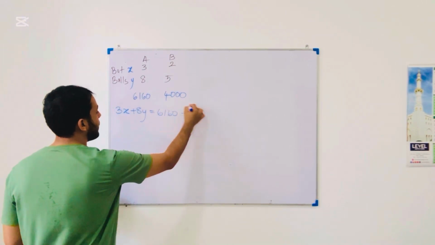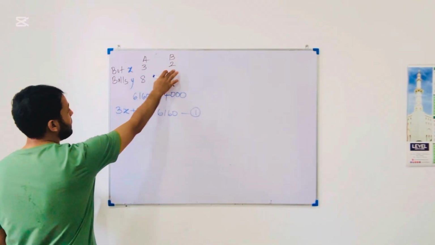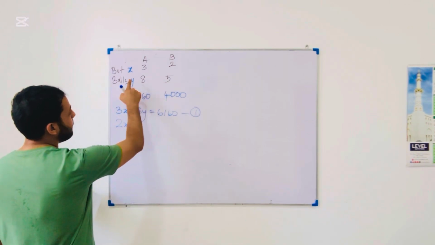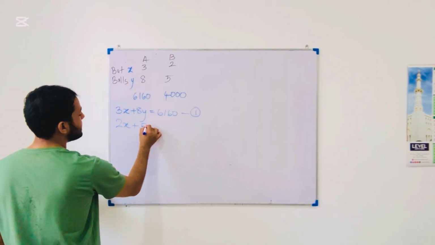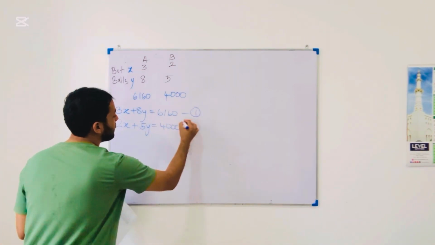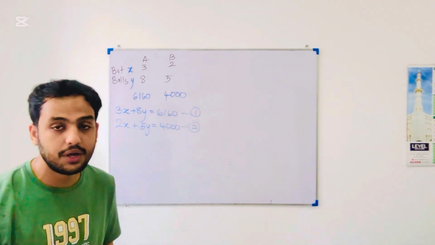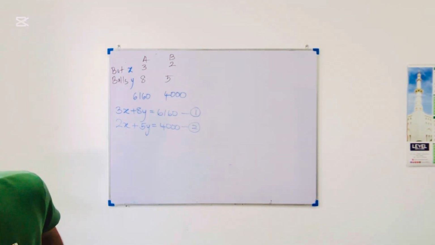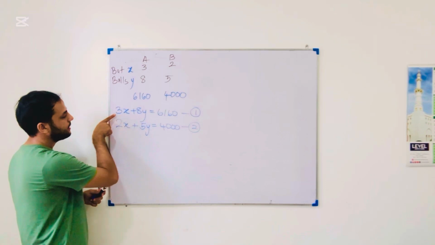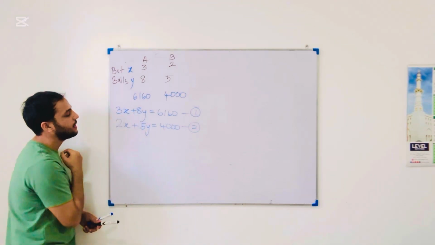So bats plus balls should give you the total price, equal to 6,160. That's your first equation. Same thing I can do here: 1 bat is x, so 2 bats is 2x, plus 1 ball is y, so 5 balls is 5y, equal to 4,000. So now you can see you have created 2 equations with 2 unknown terms, the price of the bat and the ball. Now you can solve them.